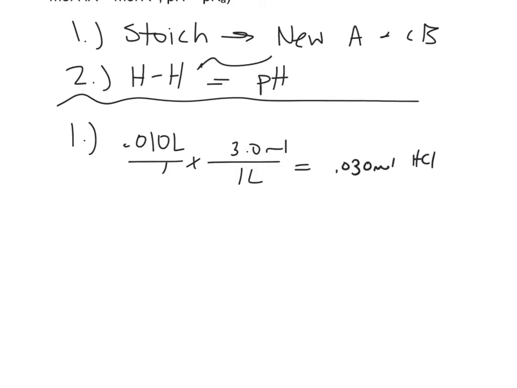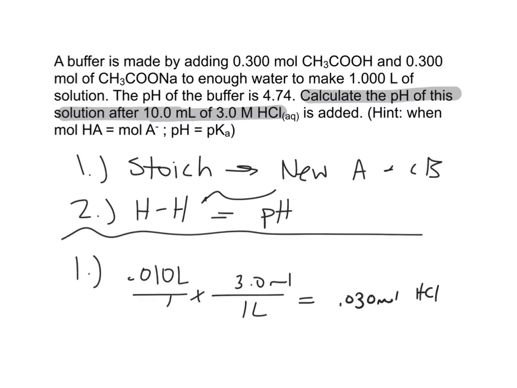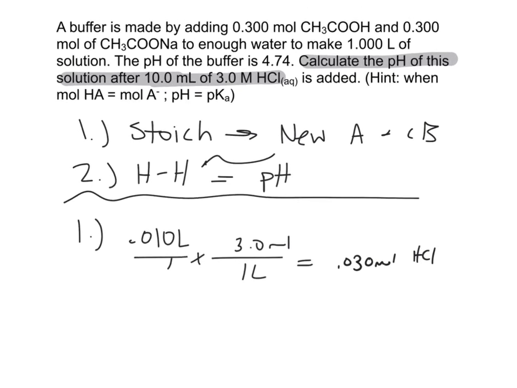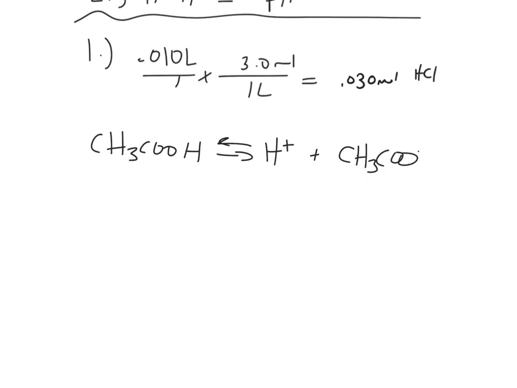Now what I like to do is set up the reaction that has the acid and conjugate base in it. First thing I'm going to do is check to see what my acid and conjugate base were, and it was acetic acid, and the conjugate base is the acetate ion. So we've got CH3COOH as my acid, and then the H plus, and then the CH3COO minus ion. I originally started with 0.300 molar, or moles, of each one of these. It was 0.300 moles per liter, or 0.300 moles.